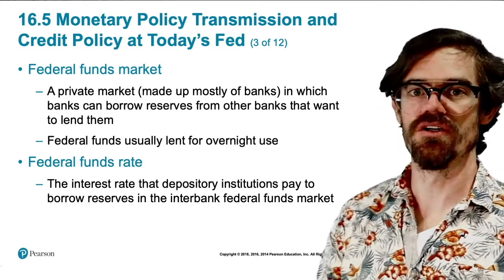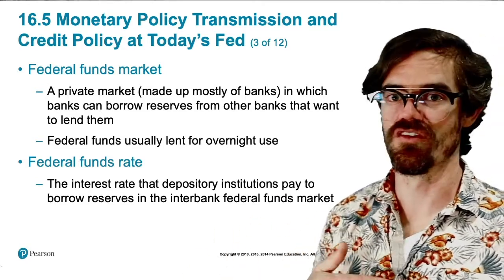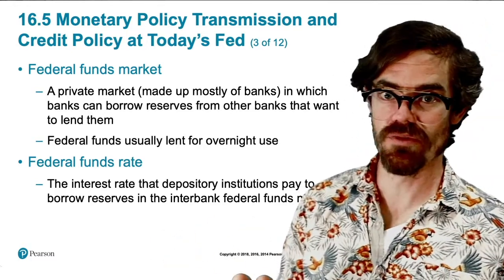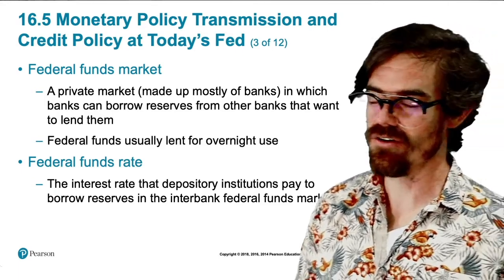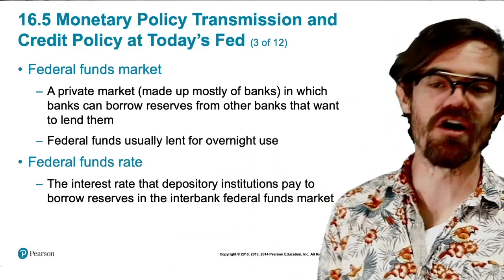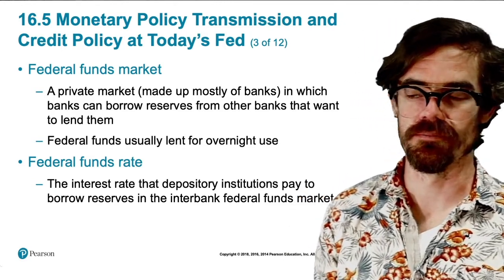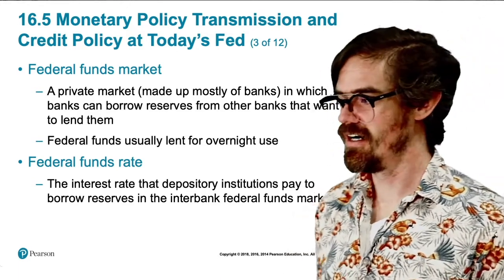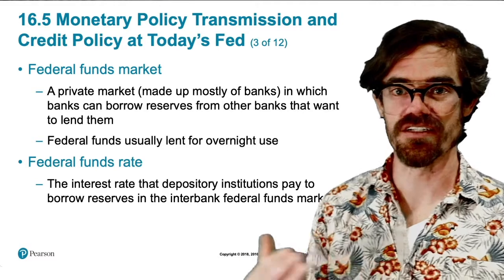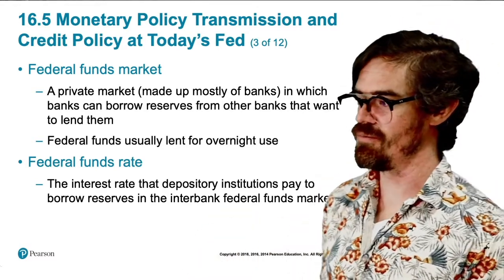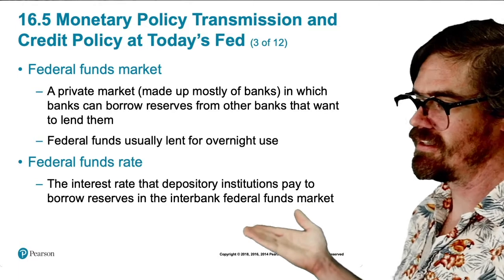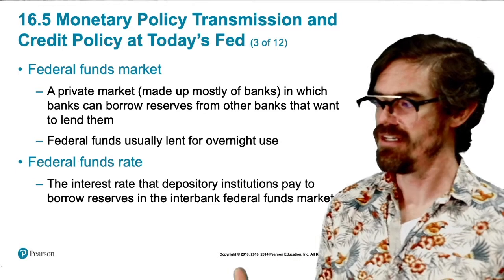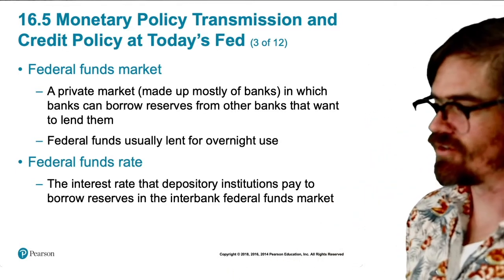And usually these are loans that are just very short term, typically only overnight, right? So when Bank of America is like, we really need some cash just for a very short amount of time, but we need it now, it can go to the federal funds market and borrow money from, say, SunTrust or BB&T, right? Which actually SunTrust and BB&T have merged now, I think. But in any case, this is the federal funds market. It's a market for banks to lend to one another over a very short amount of time, usually only overnight. And they lend to one another at the federal funds rate. It's the interest rate that these institutions pay to borrow reserves in the interbank federal funds market.